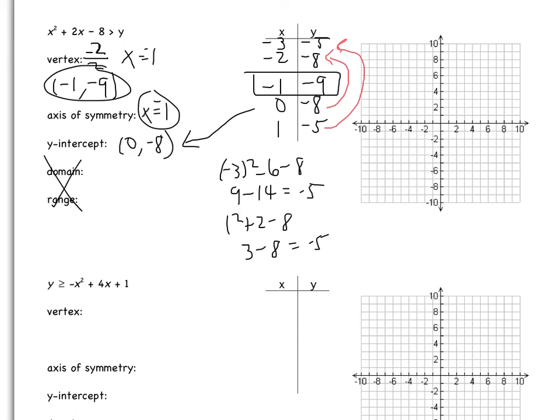Now for the graphing. I'm going to start by graphing the axis of symmetry, the x equals negative 1. Okay, and now for plotting my points. My vertex is negative 1, negative 9. I then have 0, negative 8, and negative 2, negative 8. I have 1, negative 5, and negative 3, negative 5. Okay, I have a greater than sign. There's no equal, so this is going to be a dotted parabola.